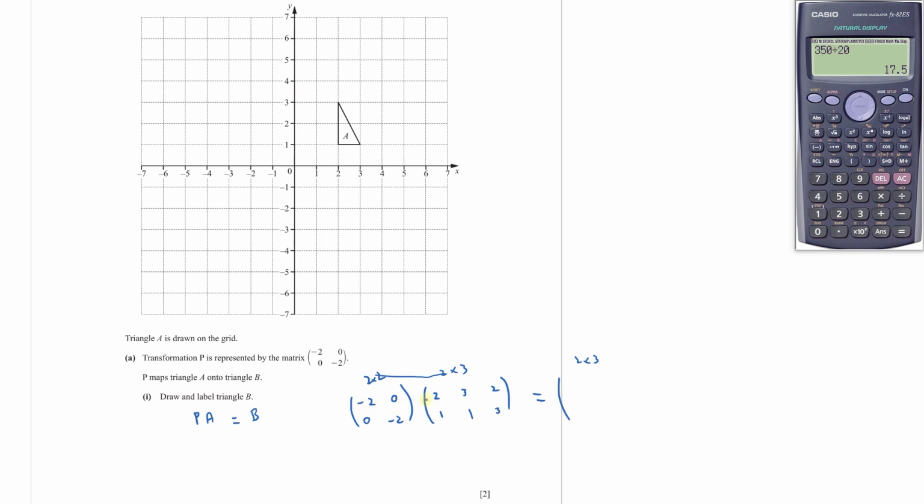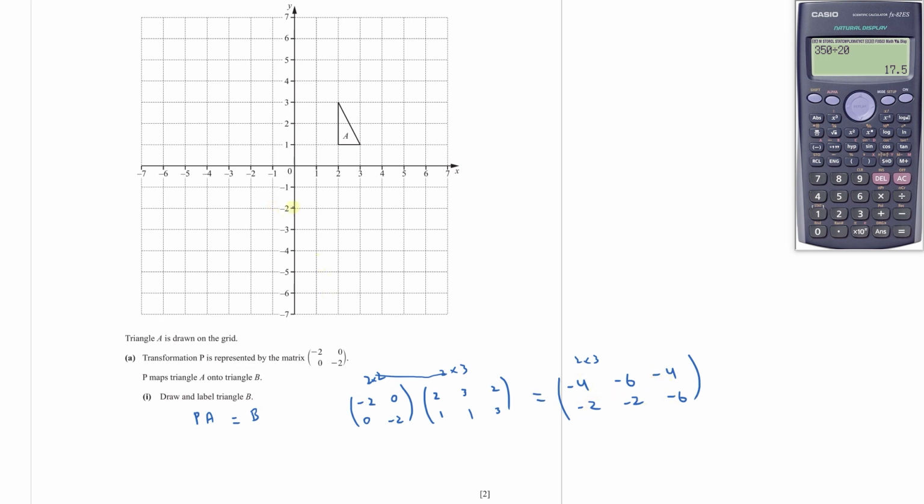So first row multiplied by first column, I will get minus 2 times 2 is minus 4 plus 0, which will be minus 4. This will be minus 6. Minus 2, 0 multiplied by 2, 3 will give me minus 4. And then this is 0 multiplied by 2 plus minus 2 multiplied by 1, so this will give me minus 2. This will give me minus 2 as well. And 0 multiplied by 2 is 0. Minus 2 multiplied by 3 will be minus 6. So the coordinates of triangle B will be: one vertex is minus 4, minus 2, second vertex is minus 6, minus 2, and third vertex is minus 4, minus 6.